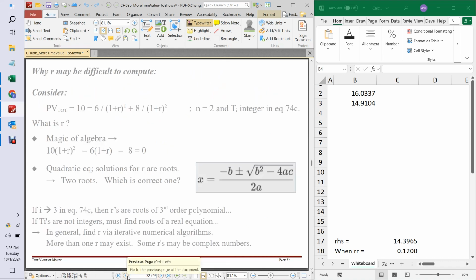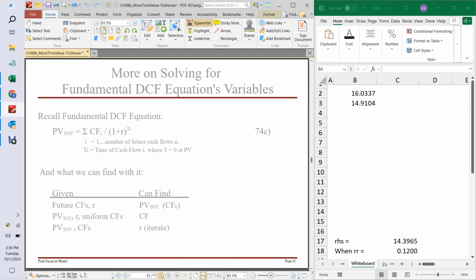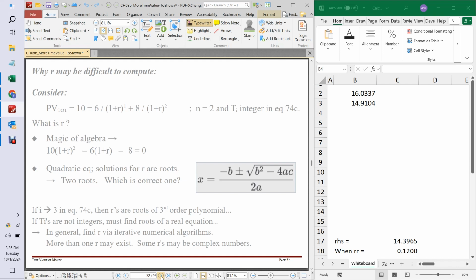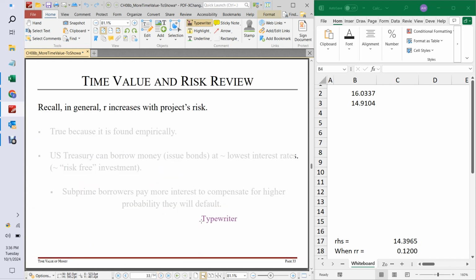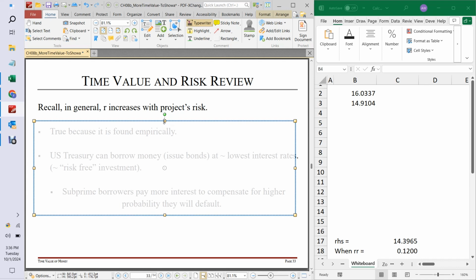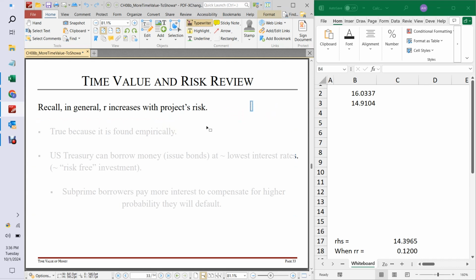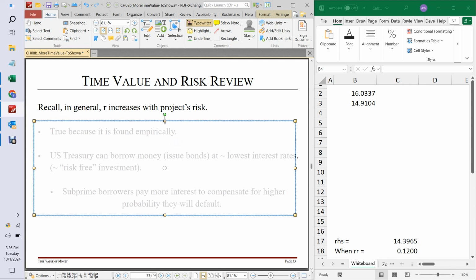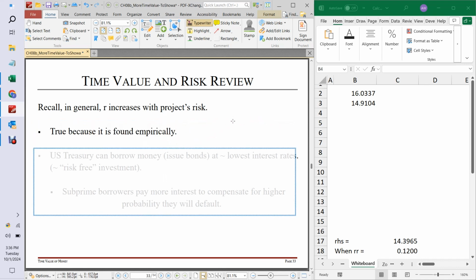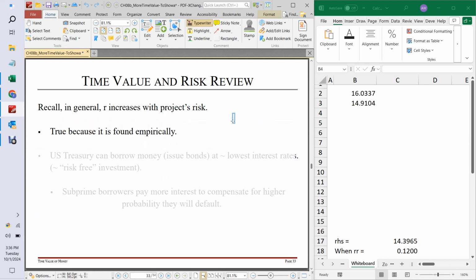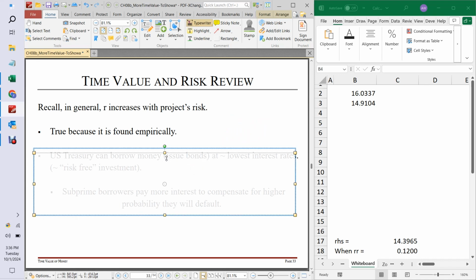Okay, a little more stuff for the finance majors and also the math-oriented folks amongst us. And now back to everyone, a little bit more on time value and risk. This is a review, but it's very important to know, so I want to reinforce it. So in general, we know that interest rates increase with a project's risk. And this is not true because there's any law of finance that makes it true. It's true because we see it to be true in nature and in finance and financial markets.